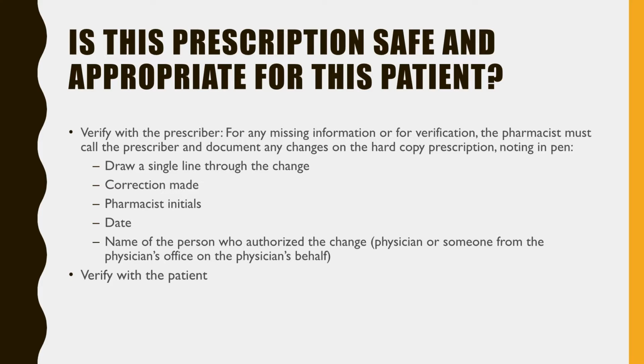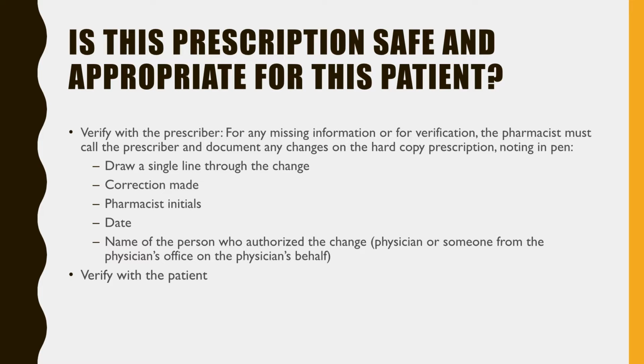Any changes the prescriber makes, the pharmacist will need to document on the hard copy of the prescription. This change should be completed in pen. This is done by drawing a single line through the change, noting the correction. The pharmacist should then initial their name, write the date, and the name of the person who authorized the change. The change could come directly from the physician or someone in the physician's office on the physician's behalf, such as a nurse.